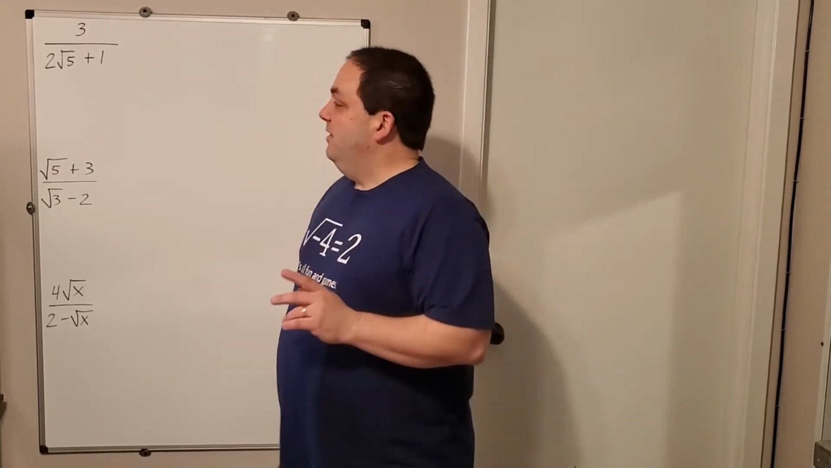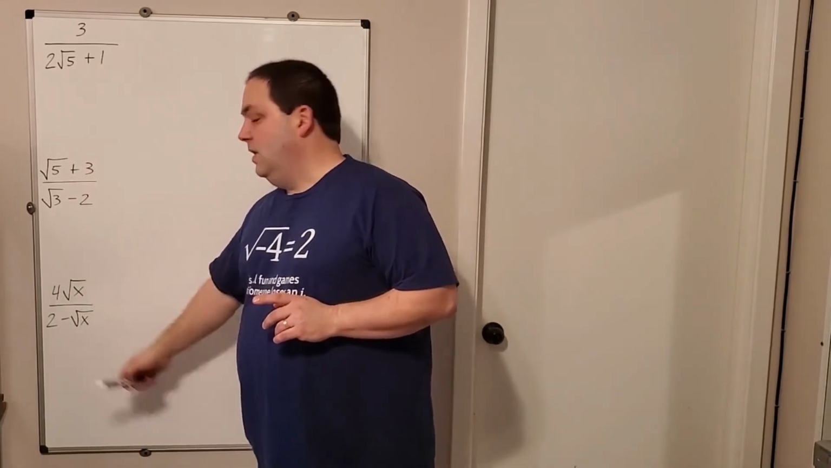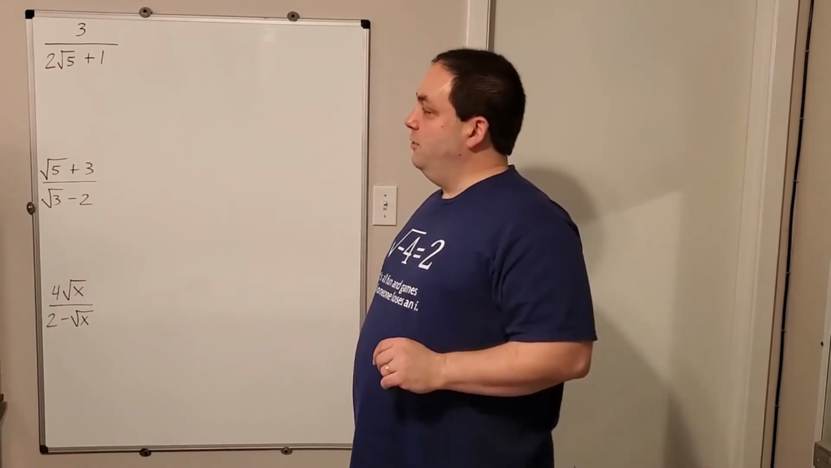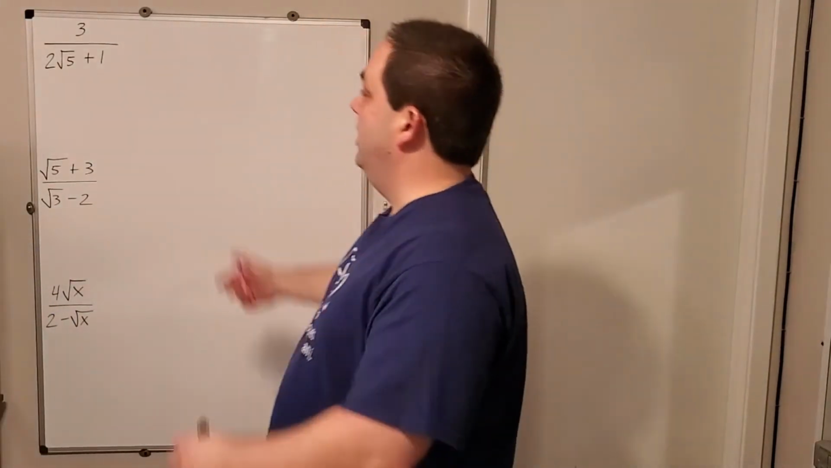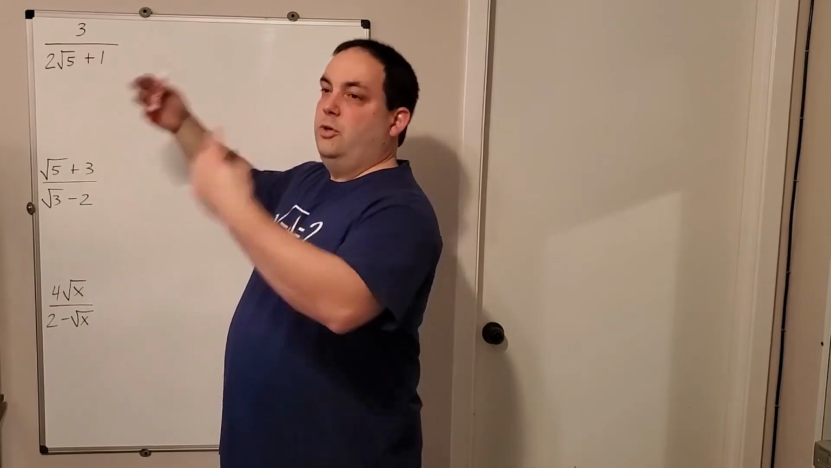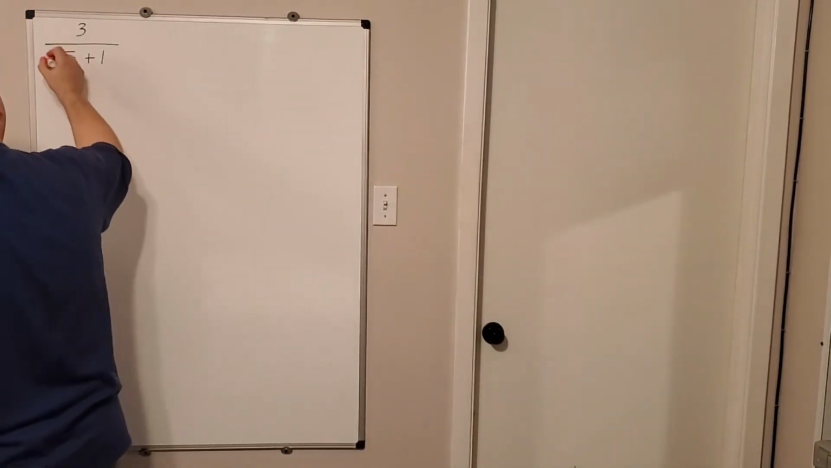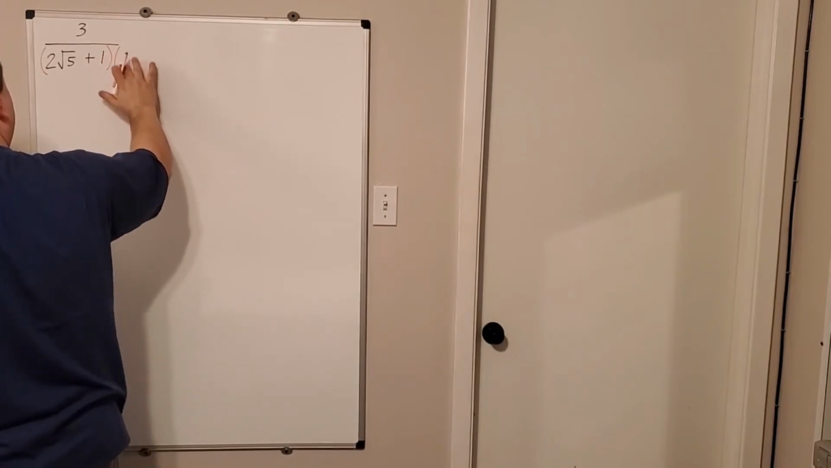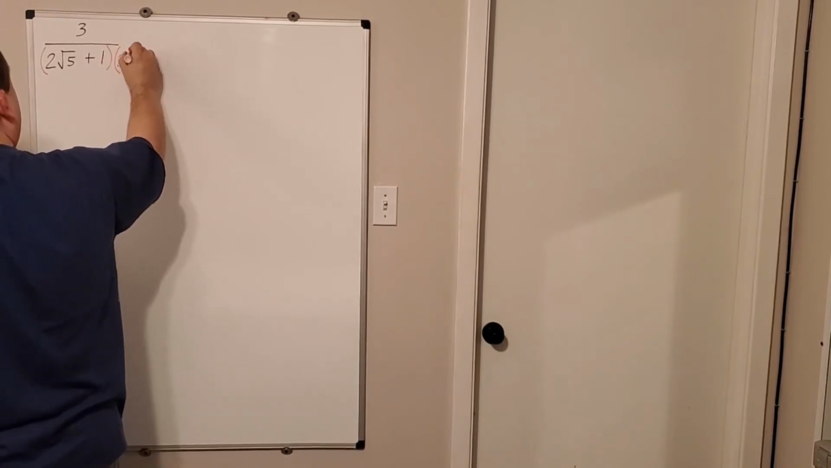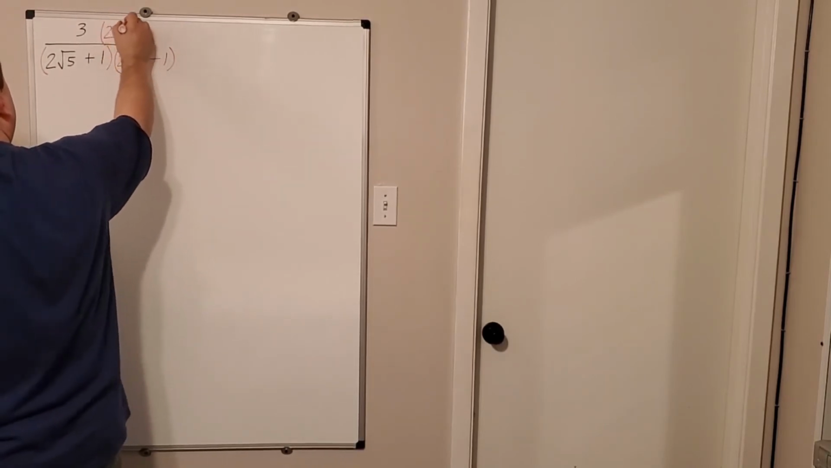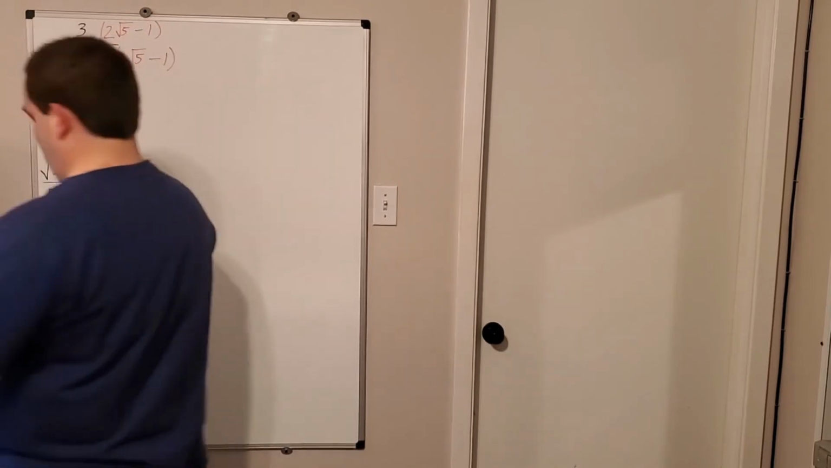And again, notice, these are all square roots. For cube roots, we have cube conjugates, but that's another story for another day. So here, what I need to multiply by is its own conjugate. 2 square root of 5 plus 1, so its conjugate would be the same terms, but with a subtraction. So that would be 2 square root of 5 minus 1. Like so.